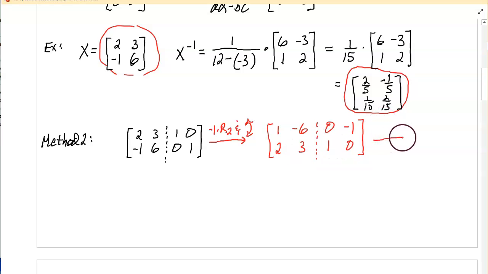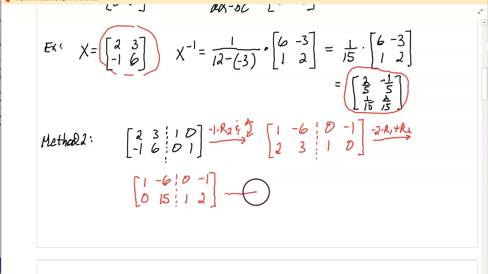For my next operation, I'm going to go -2 times row 1 and add it to row 2 to create a new row 2. This operation will not change row 1. -2 times 1 is -2. -2 add 2 is 0. -2 times -6 is 12. 12 add 3 is 15. -2 times 0 is 0. 0 add 1 is 1. -2 times -1 is 2. 2 add 0 is 2.